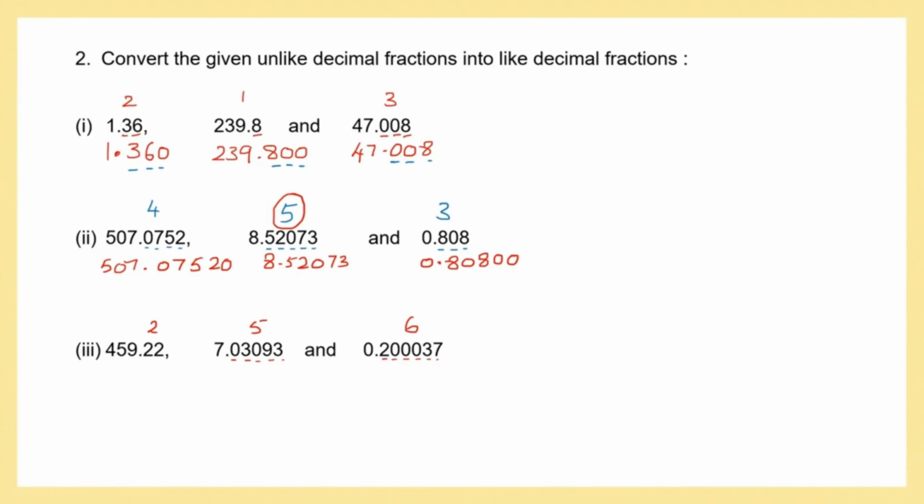So the first one, 459.22, we're going to add 4 zeros: 1, 2, 3, 4. Second one, 7.03093, we'll add one more 0. And the last one, we can write it as it is. So now all three numbers have 6 decimal places.